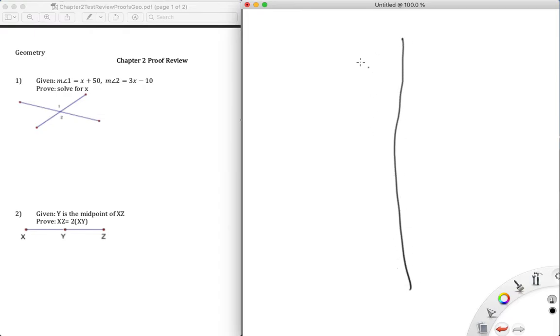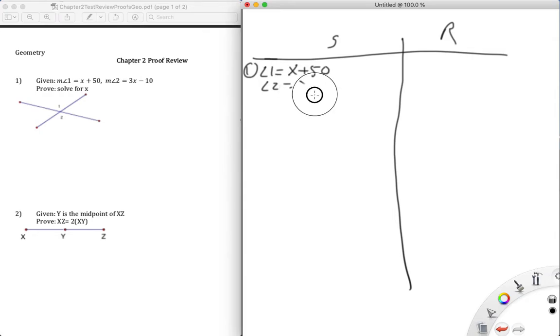measure angle 1 is equal to x plus 50, we also have the measure of angle 2 equal to 3x minus 10. And we're supposed to solve for x.